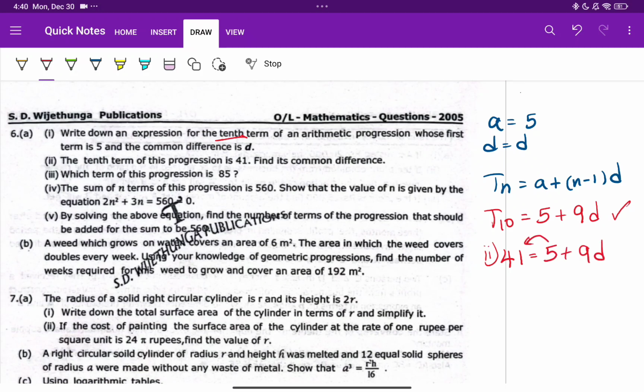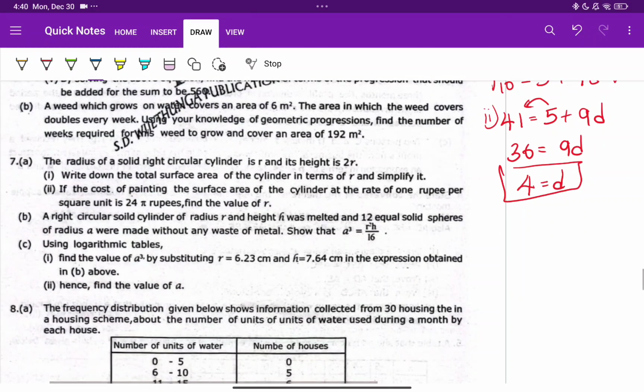We can take this 5 here by subtraction, that's 36. Now we got to divide 36 by 9. So d is equal to 4. Now we know the common difference is 4. Right. The third question, which term is 85 in this progression?